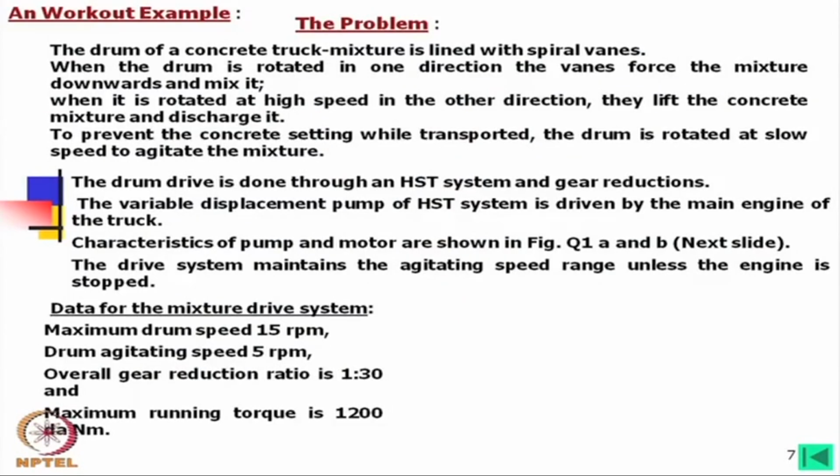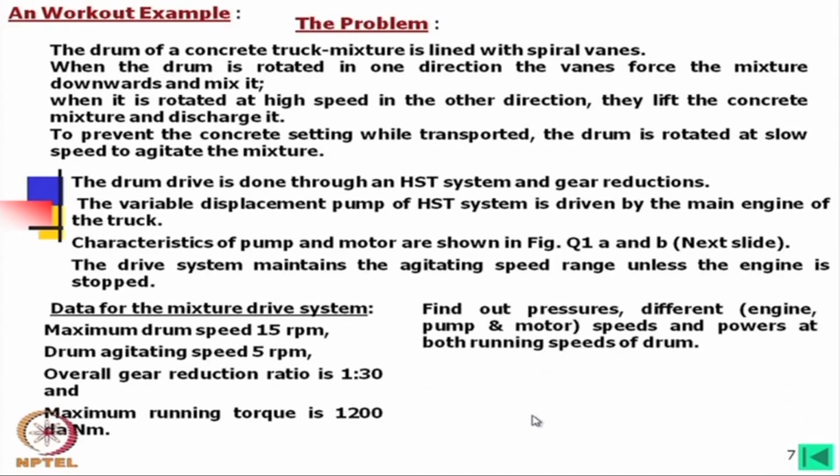Maximum running torque is 1200 deca-Newton meter. The value is given in deca-Newton meter. Now, find out the pressures, different speeds of the engine, pump, motor, etc., and powers, for both running speeds of the drum. That means the normal running speed as well as the agitating speed.